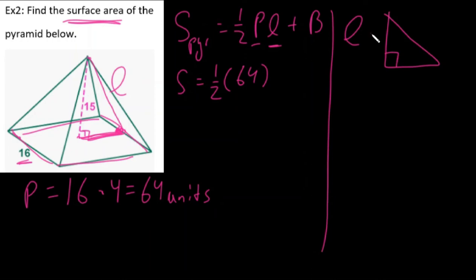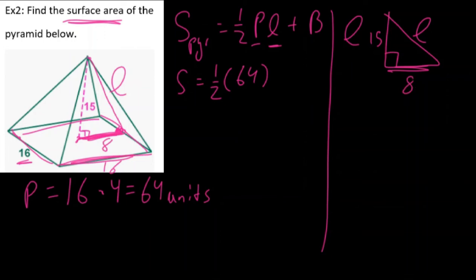And note that the height is 15. This is L, our slant height, what we're trying to find. But we need to know this line right here. Well, if you will recall, if this whole line is 16, and this goes from the center, aka half, we'd ask ourselves, what is half of 16? And of course, that's going to be 8.